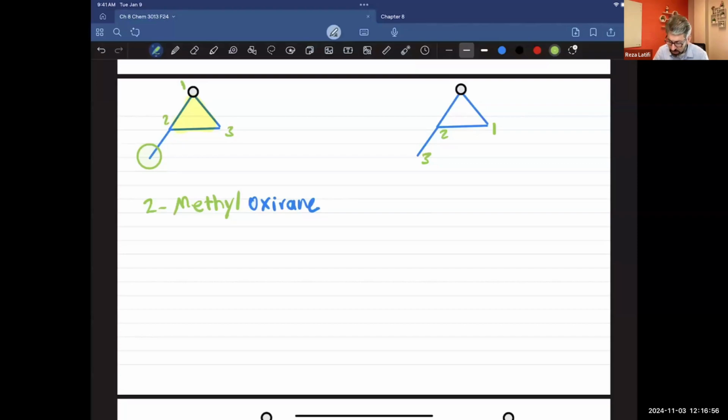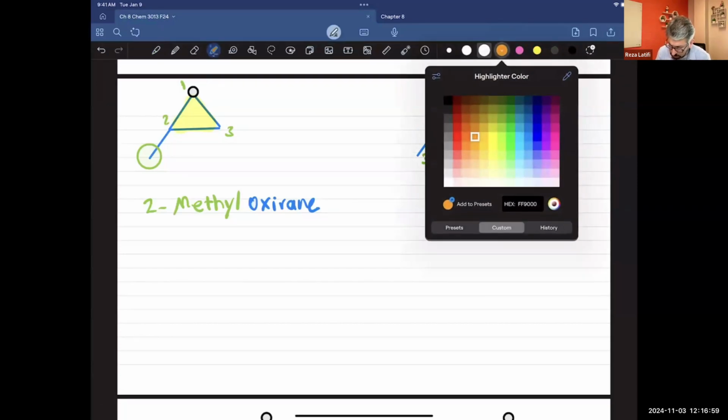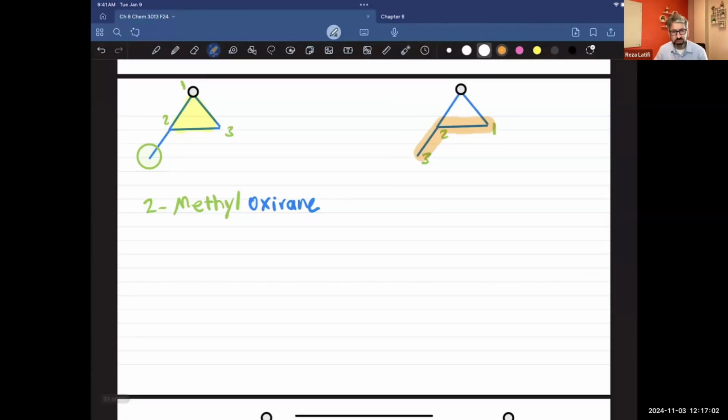Why from the left? Because you're supposed to give the oxygen, the epoxide, the smallest possible number, and the longest chain here has 3 carbons. If we start from the left and from the right, we get 1 and 2. And if I start from here, I go 1 and 2, I get only 2 carbons instead of 3 carbons, so my chain is going to be shorter. And I know I have 3 carbons.